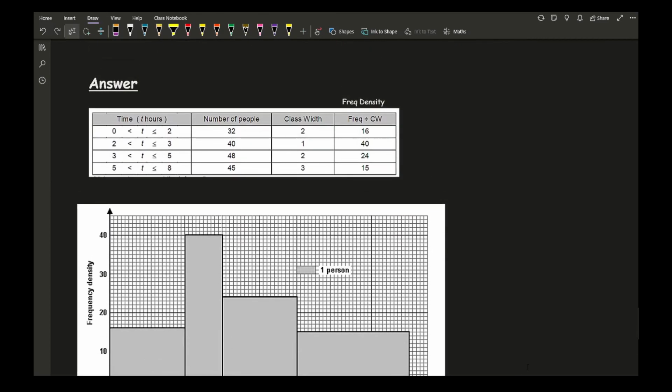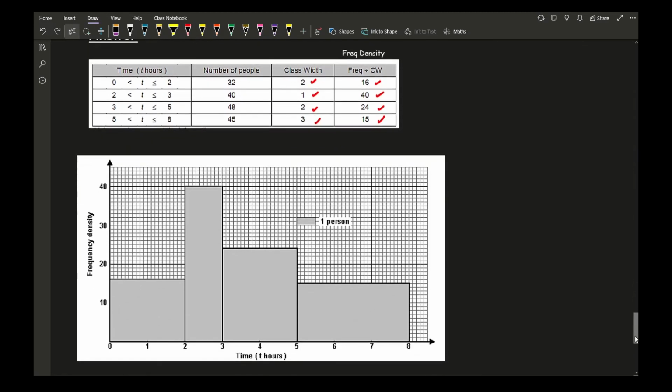So now let's have a look at the answers. In terms of the tables that you should have, the class widths for the groups are 2, 1, 2, 3, and then the frequency density values are 16, 40, 24, and 15. Now, when it comes to drawing your histogram, again, we're plotting time against the frequency density. So looking at the scale, we've got 0 to 8 going across and 0 to 40 going up, and your diagram should look exactly like you can see on the screen. Now, your scale might be different, but generally it should carry the same shape as what you can see on the screen.